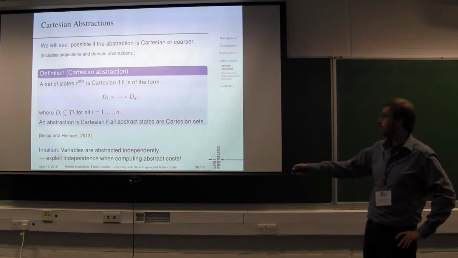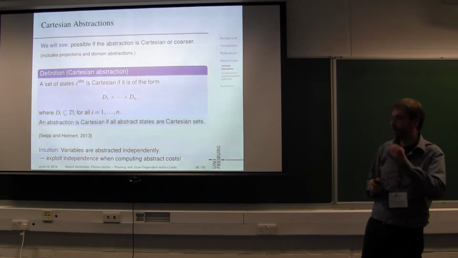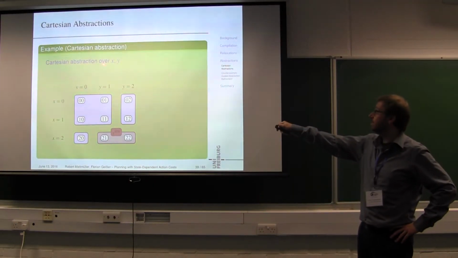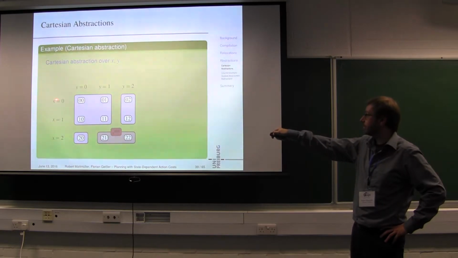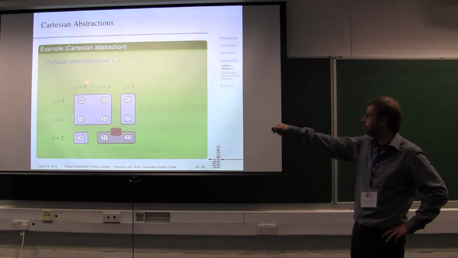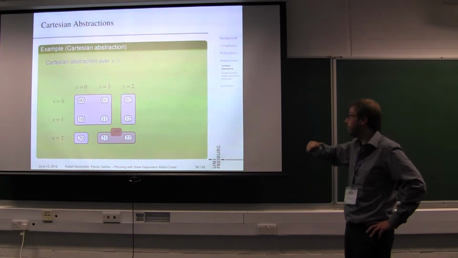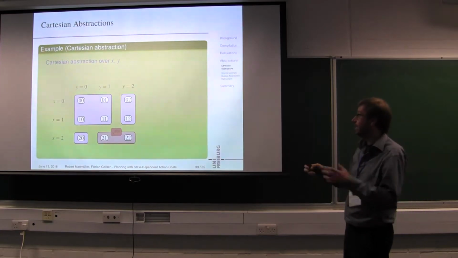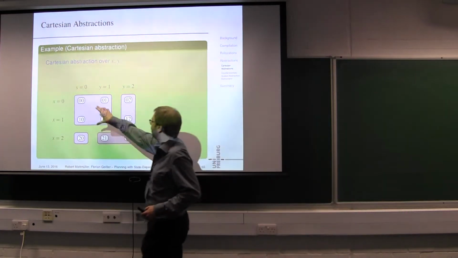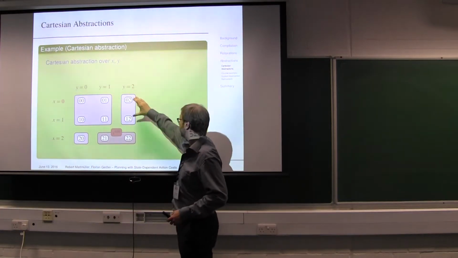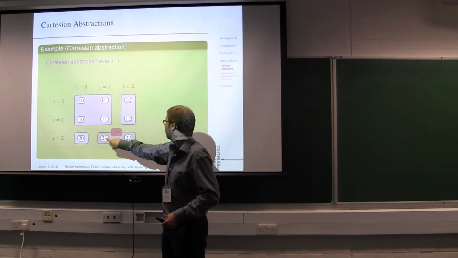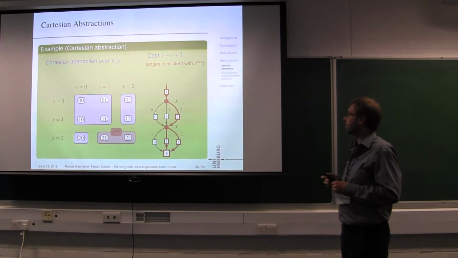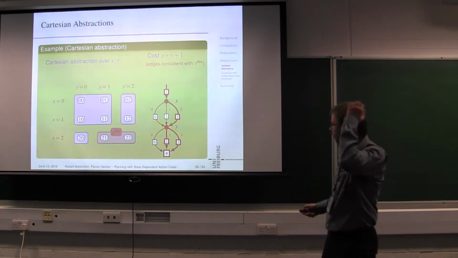And what we want to do is exploit this independence between the variables when computing abstract action costs. Here's an example. This is a Cartesian abstraction over 2 variables: variable x, which can take values 0, 1, or 2, variable y, which can take values 0, 1, and 2, and 4 abstract states. And we always have these kinds of rectangles. That's why it's Cartesian. This is {0,1} times {0,1}, this is {0,1} times {2}, {2} times {0}, and {2} times {1}.